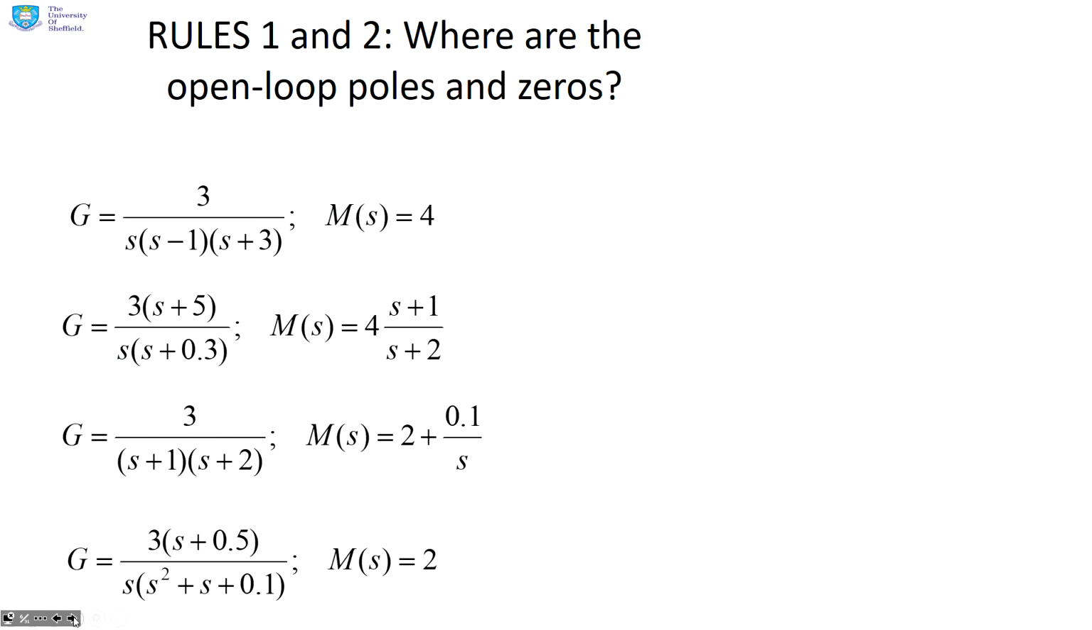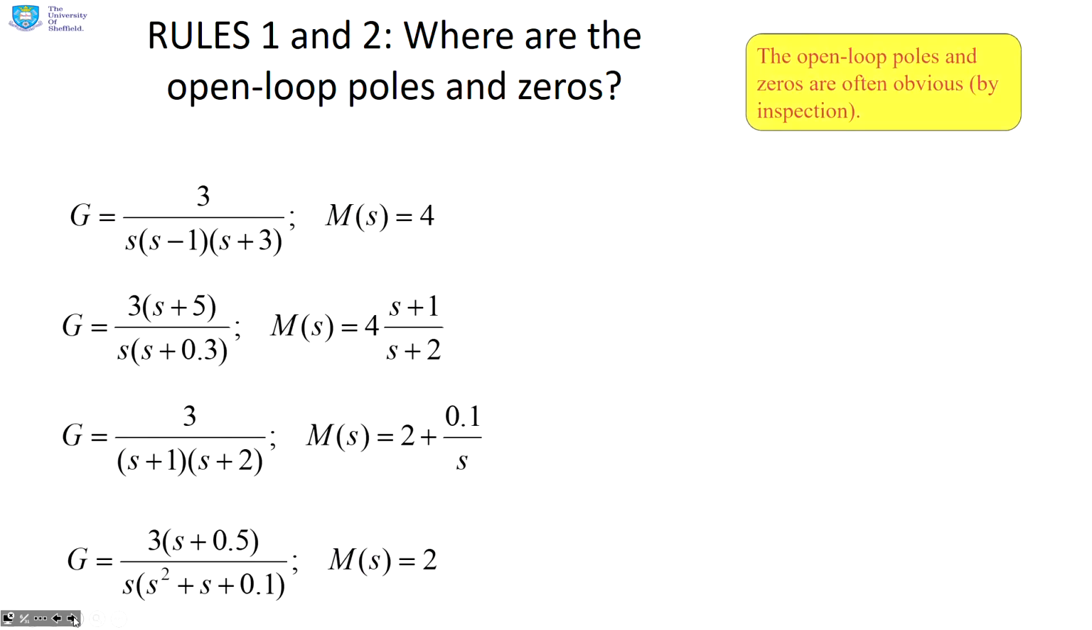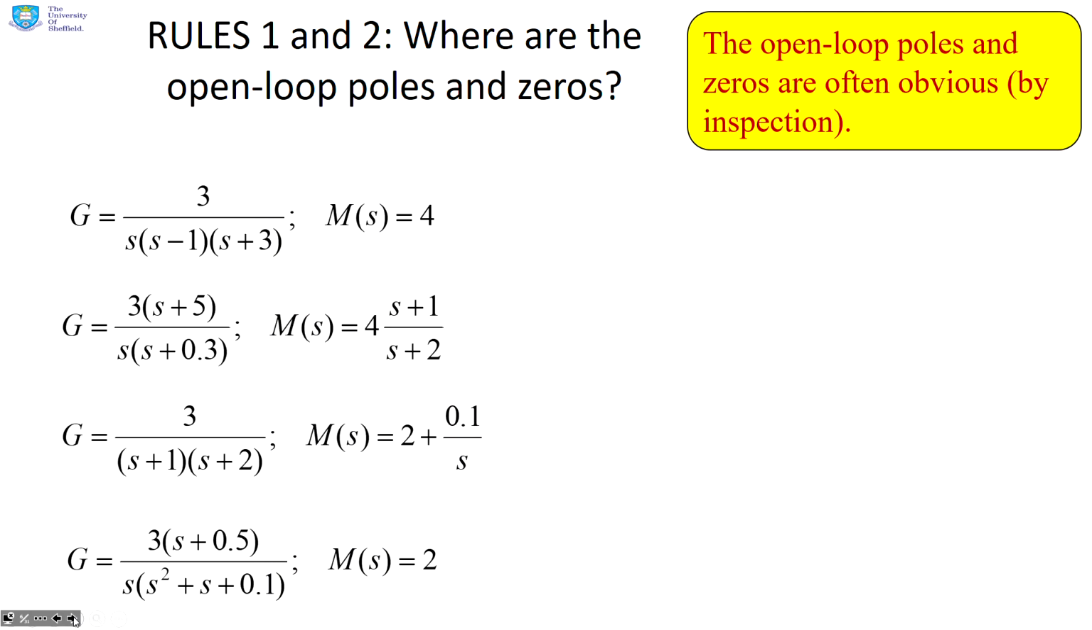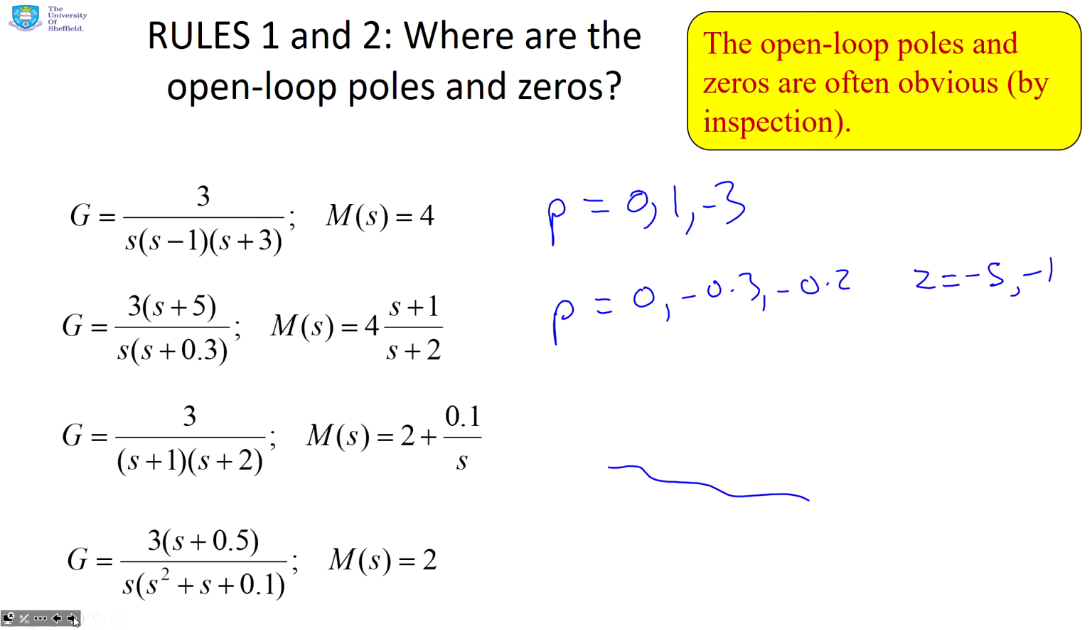So rules 1 and 2. Where are the open loop poles and zeros? And hopefully you look at examples like this and you say, yeah, I can see the poles are at 0, 1, -3. There's no zeros. For this one, I can see the poles are at 0, -0.3, -0.2, and I've got a zero at -5 and -1, and so on. And hopefully you're quite comfortable doing that by inspection.